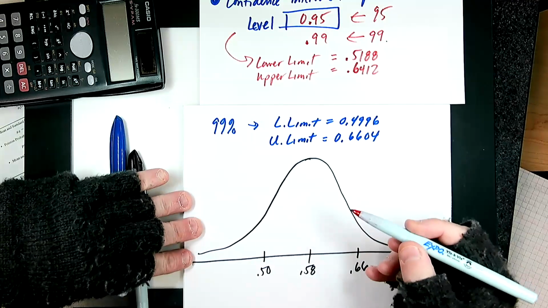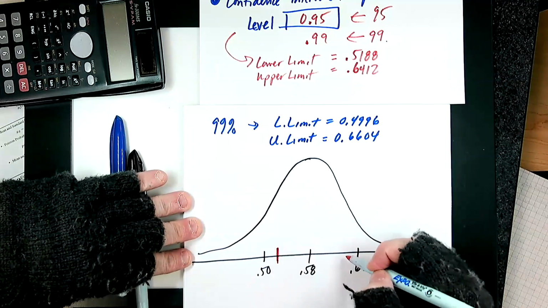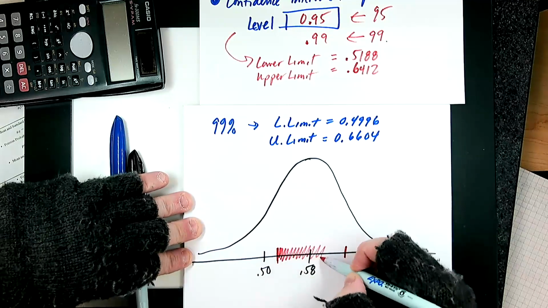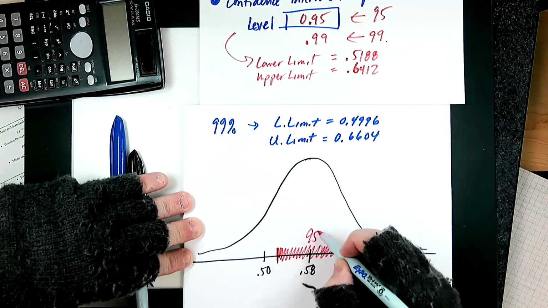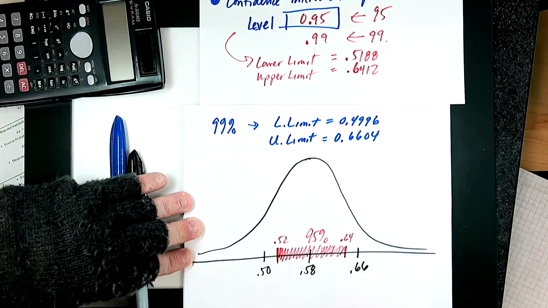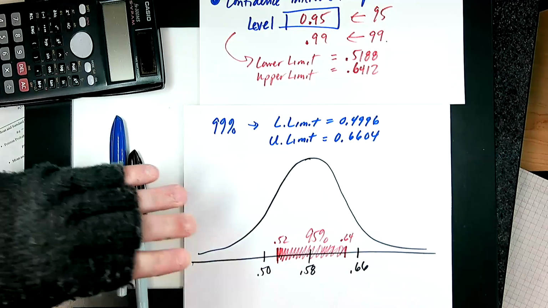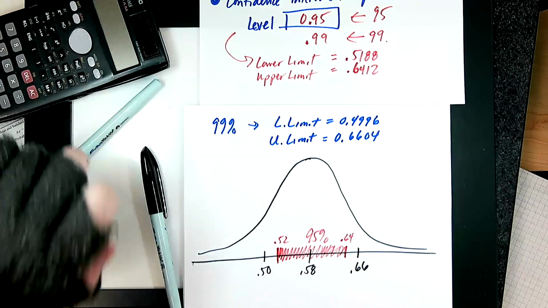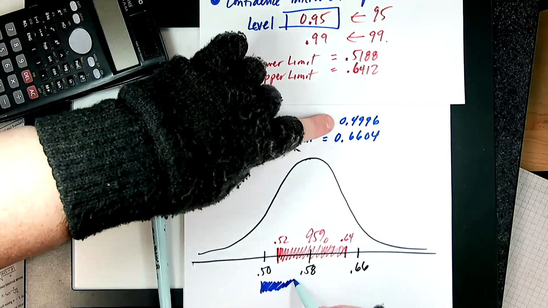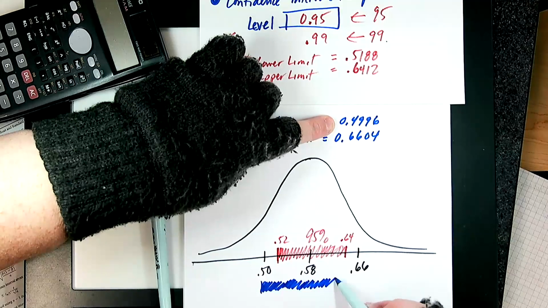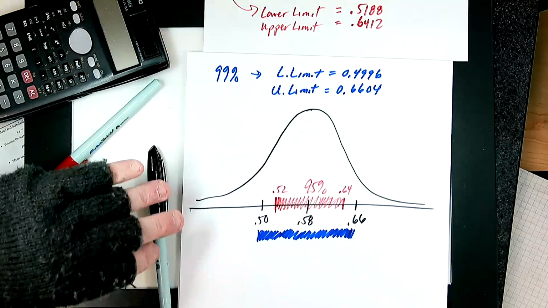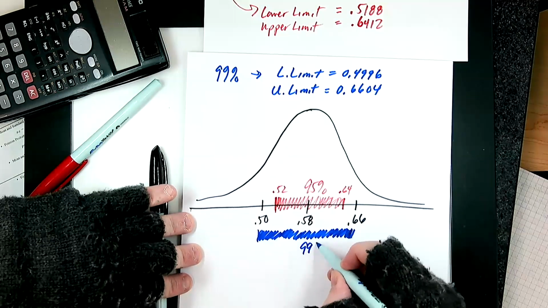The 95% was here and here. I know these aren't the right marks because this looks bad. 95% was here and here. It had 0.52 to 0.64. When we did 99%, if I go to 2 decimal places, this is 0.50 up to 0.66. That's my 99%.